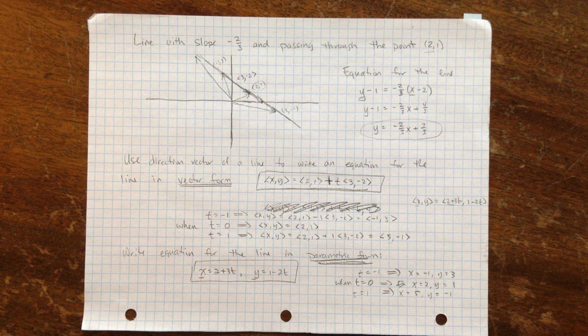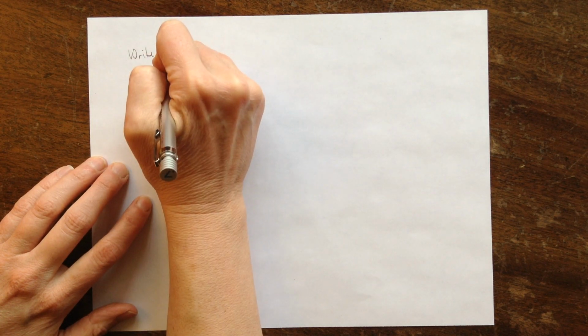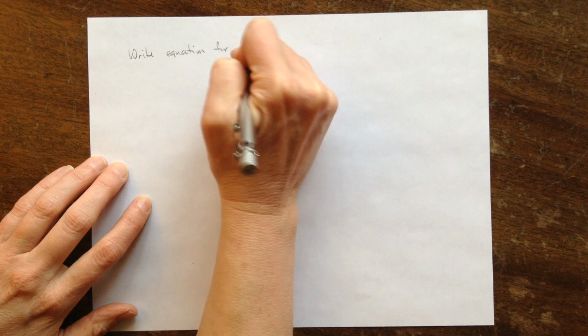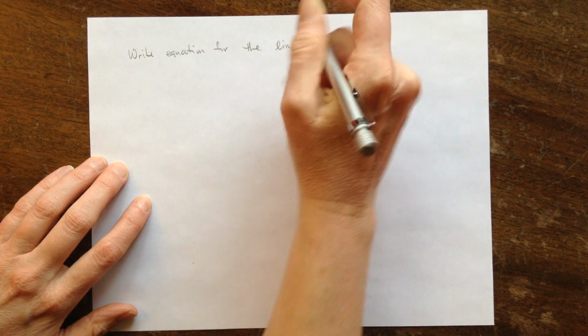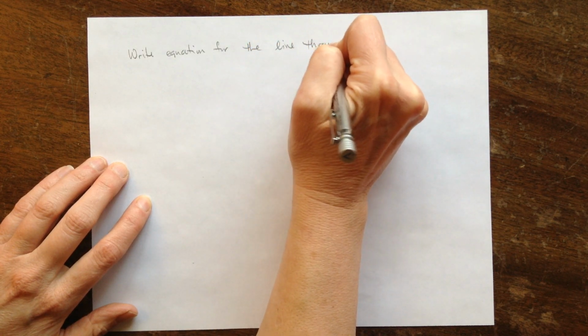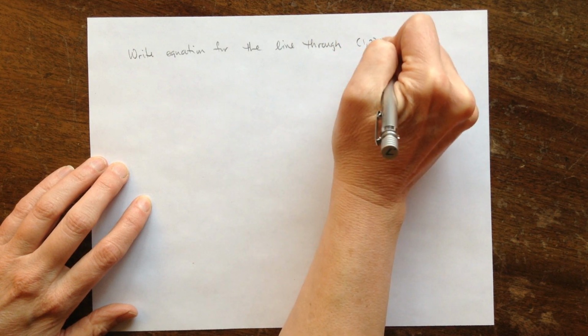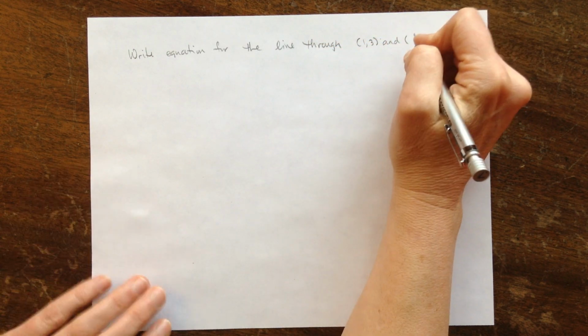So let's do some other examples. Get some fresh paper here. Okay. So let's write an equation for the line through, say, 1, 3, and 2, 1.